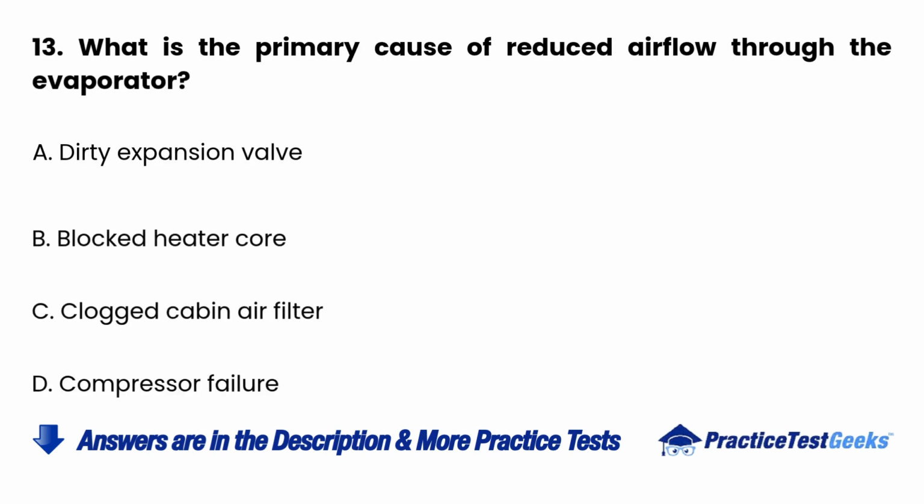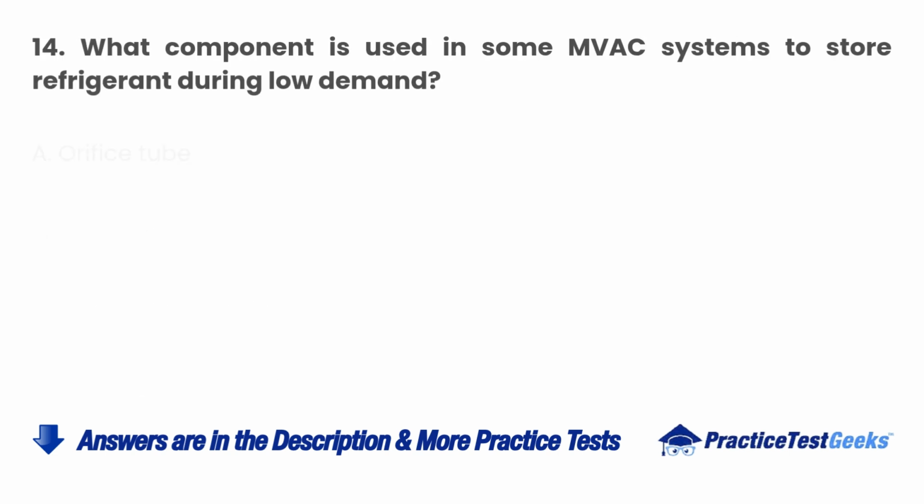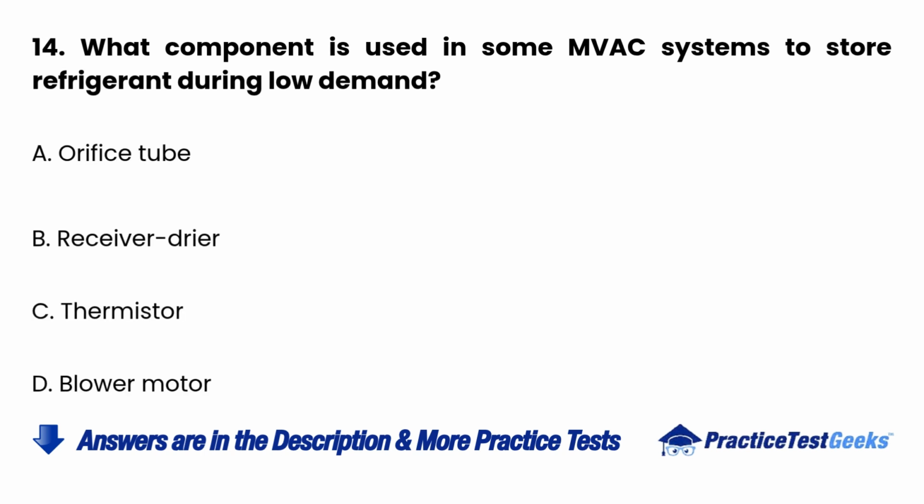13. What is the primary cause of reduced airflow through the evaporator? A. Dirty expansion valve. B. Blocked heater core. C. Clogged cabin air filter. D. Compressor failure. 14. What component is used in some MVAC systems to store refrigerant during low demand?